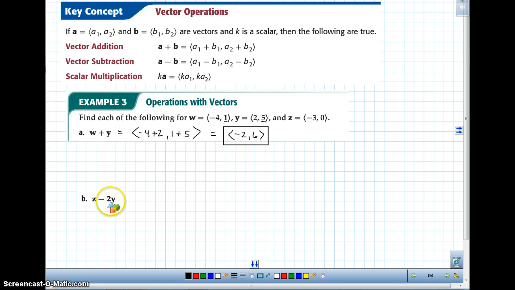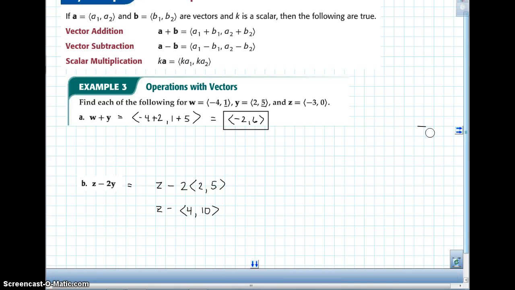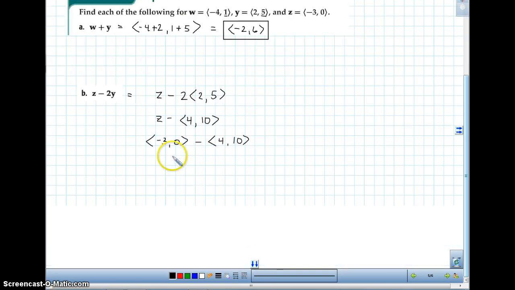Let's try B. This time they've mixed in a scalar multiplication on top of a vector subtraction. So we're going to still follow the order of operations, so I should do my multiplication first. We're eventually going to take vector Z and subtract 2 times vector Y, but I'm going to replace Y first. Vector Y was the component form 2, 5. And so when I distribute the 2 in there, this becomes Z minus 2 times 2 is 4, 2 times 5 is 10. And now that I'm ready to subtract, I can go ahead and replace Z with its component form. Its component form was -3, 0. So I'm going to take -3, 0 and subtract 4, 10 from it. And just make sure you subtract correspondingly. So this should be -3 minus 4, 0 minus 10. You want to subtract both of the components. So we get -7, -10.